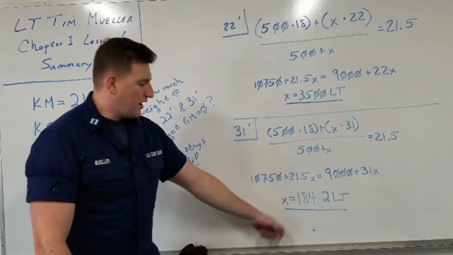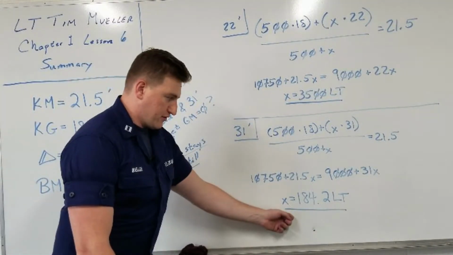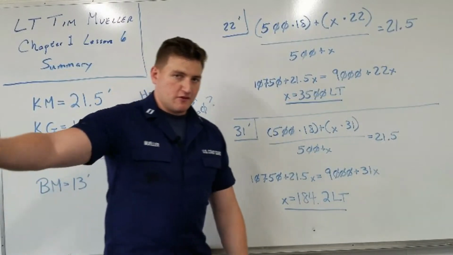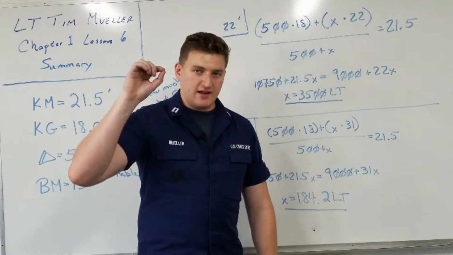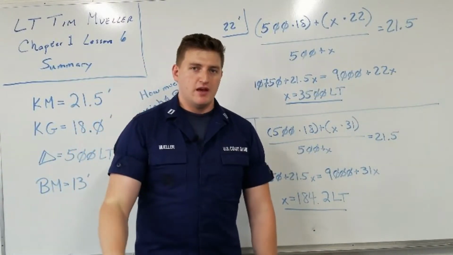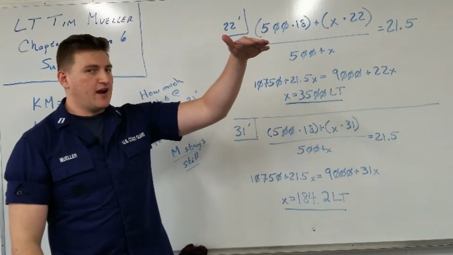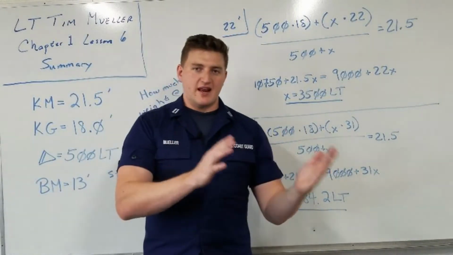Anything above 184.2, so 184.2001 or whatever, is going to get us right into unstable equilibrium, which means our G is going to be a little tiny bit higher than M, so we're going to assume an angle of loll.